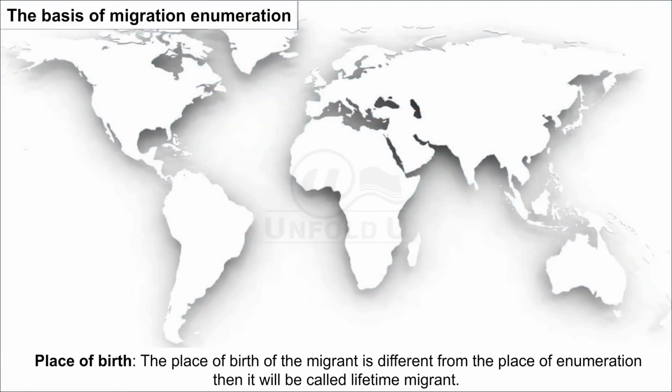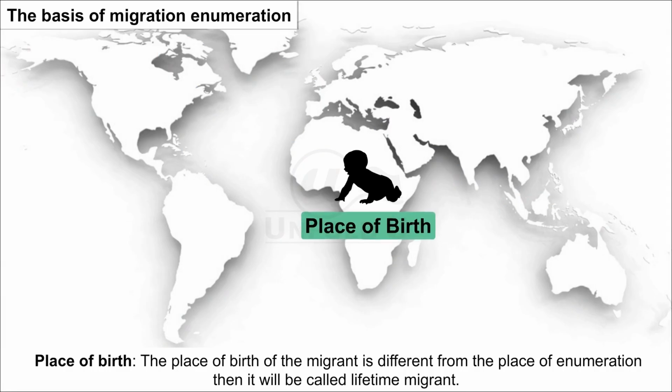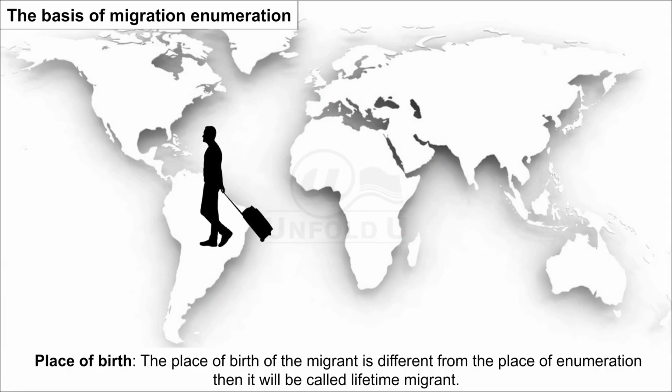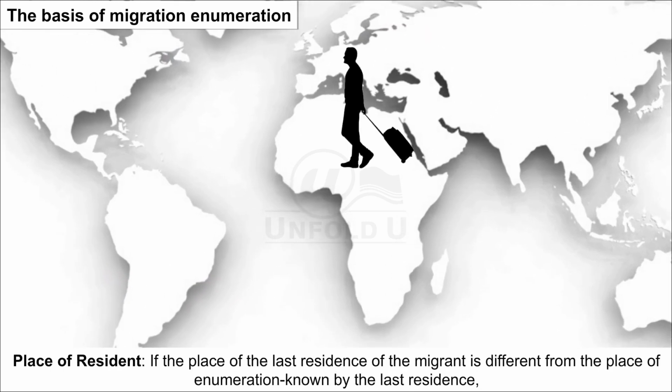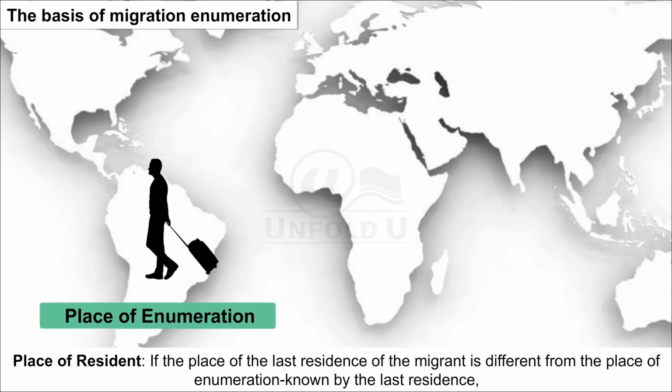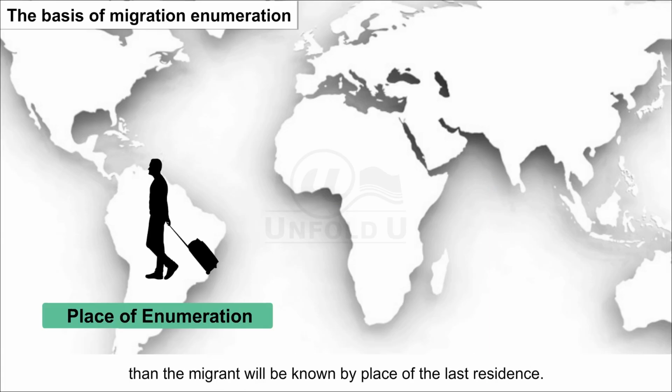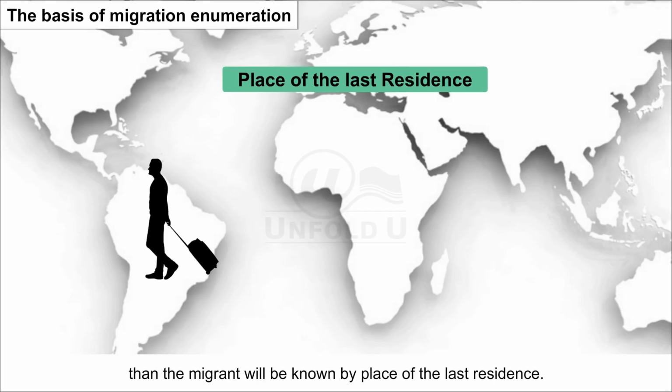Place of birth. If the place of birth of the migrant is different from the place of enumeration, then it will be called lifetime migrant. Place of residence. If the place of the last residence of the migrant is different from the place of enumeration, then the migrant will be known by the place of the last residence.